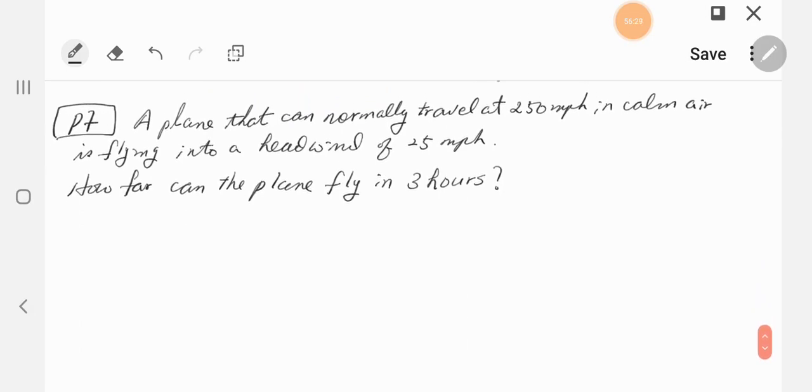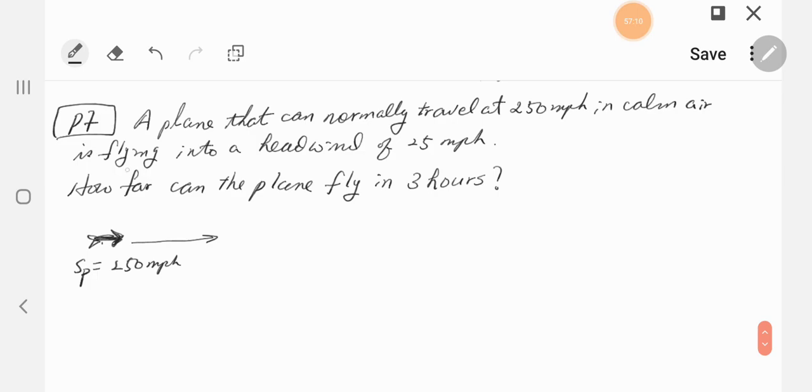Okay, let's try problem 7. This is the last one. A plane that can normally travel at 250 miles per hour. So let's say a plane is going this way. Okay, here's a plane. Does it look like a plane? I don't know. Maybe. So the speed of the plane is 250 miles per hour in calm air. Calm air means there's no wind blowing. So then the speed of the plane is 250 miles per hour.